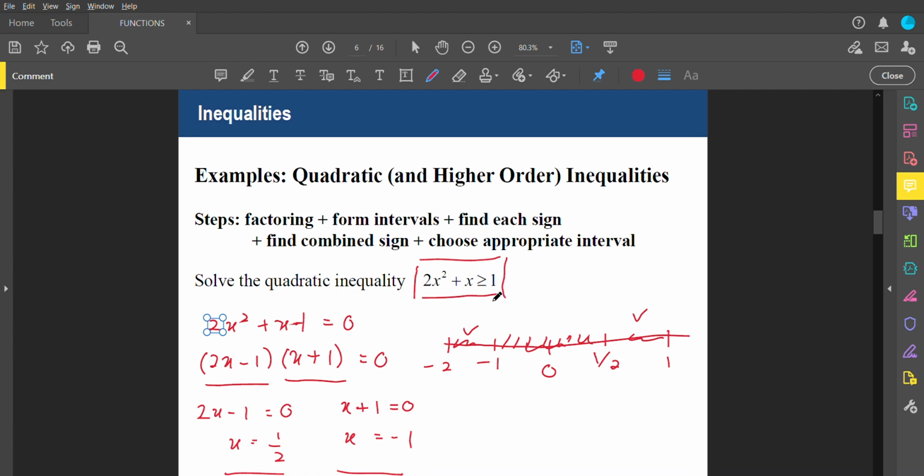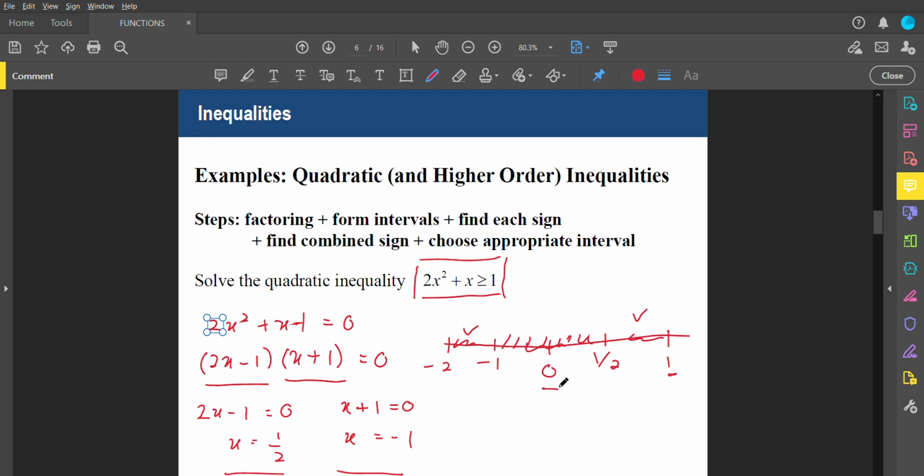That is greater than or equal to 1. So it's valid here. You can choose any point here. You can choose negative 1.5, for example. And then for this part, you can choose, maybe you want to choose 1 here. Then you plug in 2 times 1 is 2. 2 plus 1 will give you 3. That is greater than or equal to 1.